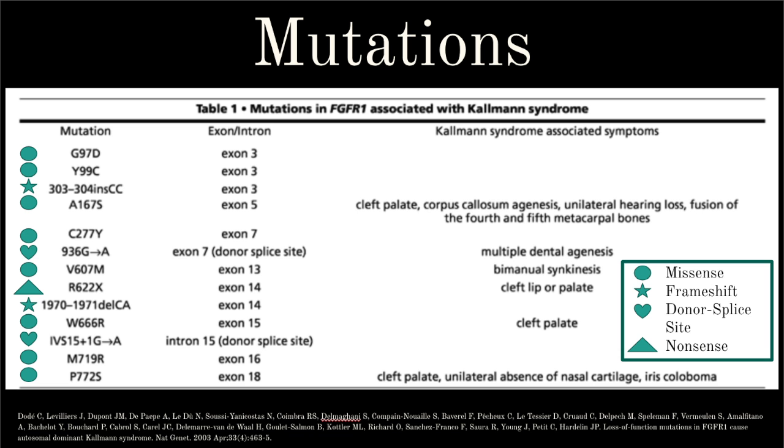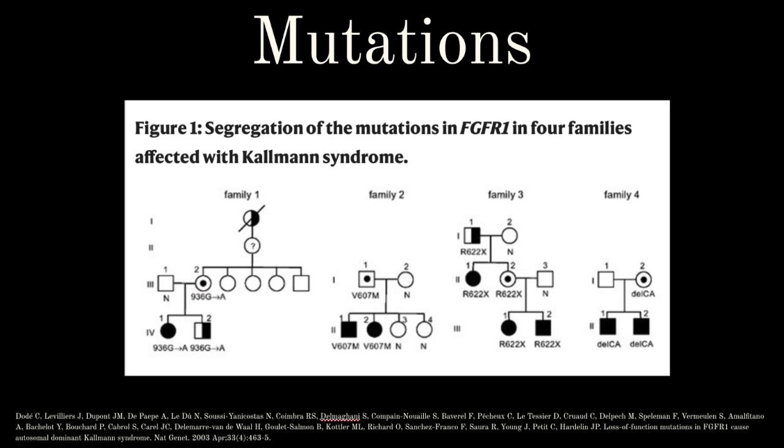Here you can pause to take a look at all of the mutations that they found, and I've put shapes by each type, and all of the mutations were consistent with the inheritance pattern of this disorder, which is autosomal dominant, because the researchers reported that all of these mutations were heterozygous except for A167S, and that was likely because that was the child of the consanguineous parent. You can also pause here to see which mutations were specifically found in the 4 families studied.